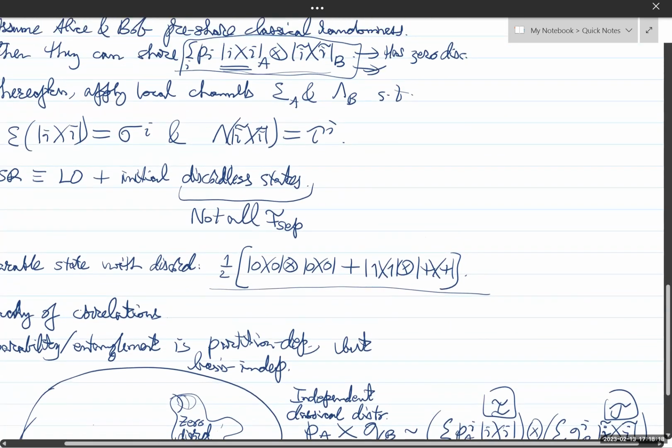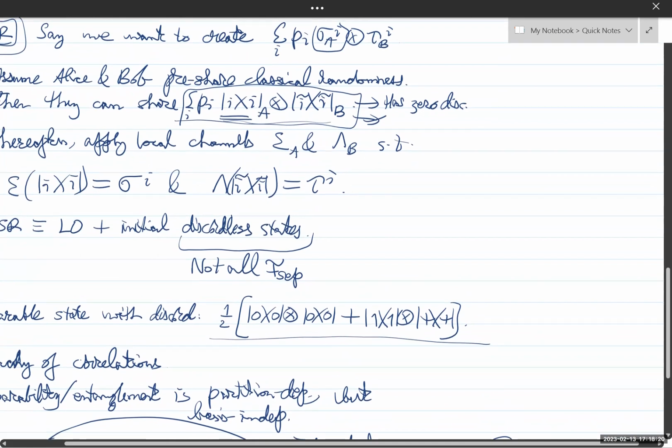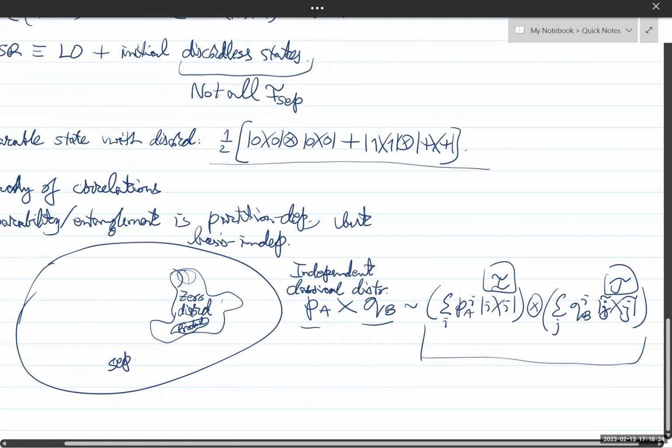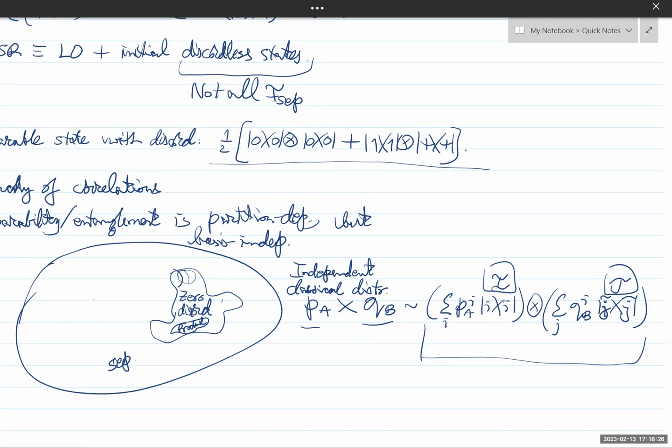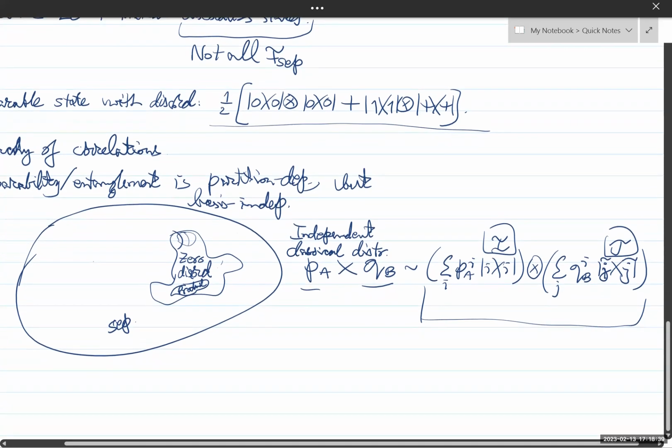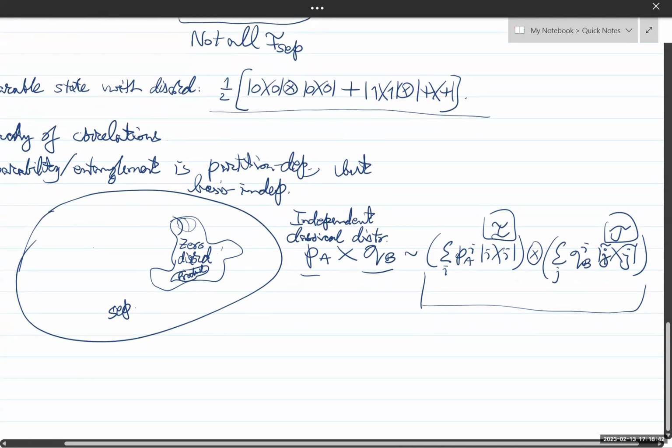I think, if I'm not mistaken, zero discord is equivalent to there being an eigenbasis that consists of product vectors for the given state. But I will leave that as a thing to look up later. I won't commit to that.